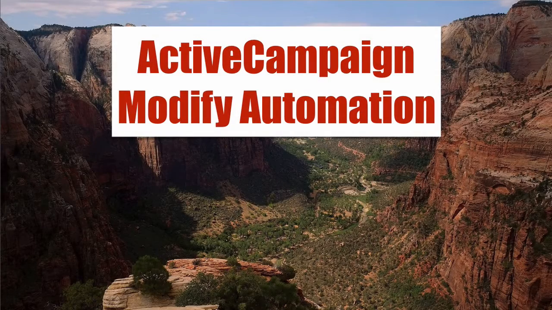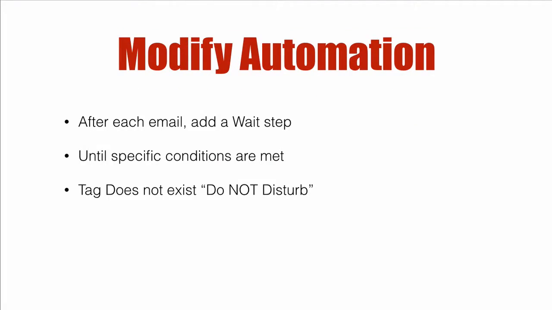ActiveCampaign Modify Automation. In this video, we're going to cover modifying an automation so that after each email, there is a wait step. That wait step will wait until specific conditions are met, and those conditions are when the tag does not exist, the Do Not Disturb tag. So let's dive right in.